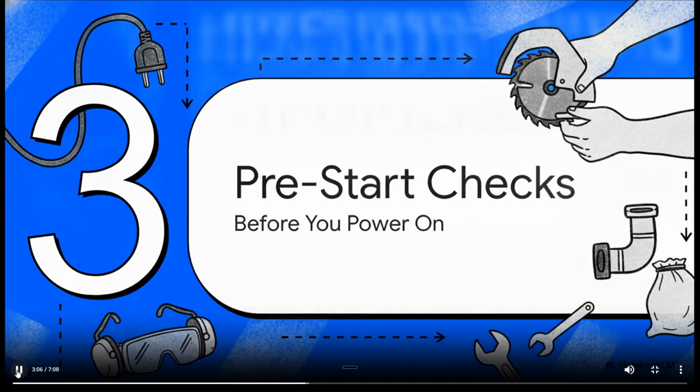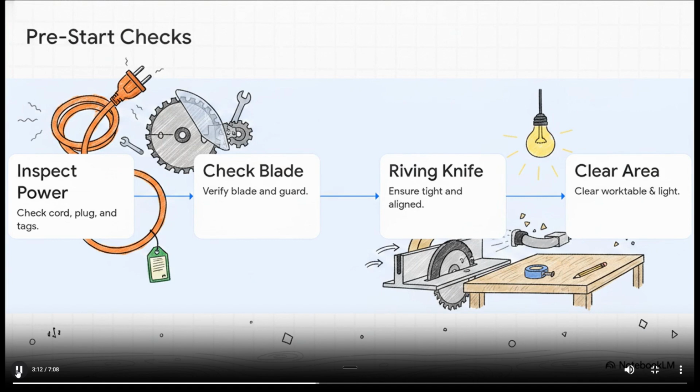Section 3. Pre-start equipment checks. This is what you absolutely must do before the power goes on. It's all about building a solid professional routine. Run through these 4 checks every single time you step up to the machine. 1. Inspect the power cord, plug, and current test tags for electrical safety. 2. Check the blade for worn or damaged teeth, and make sure that blade guard moves freely. 3. Verify the riving knife is perfectly tight and aligned. Seriously, do not skip this one.